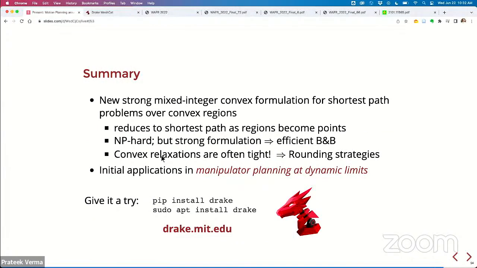Okay, so I wanted to tell you about one real thing here, which is this new strong mixed integer convex formulation for shortest path problems over convex regions. It reduces to shortest path as regions become points. That's, I think, a key thing. The problem class is still NP hard. We haven't changed that. But we have either efficient branch and bound, or we have convex relaxations that are often tight. In particular, they're tight enough that with a little bit of rounding, we almost always get the optimal solution. I showed you this initial application in the manipulator planning at the dynamic limits. Okay, and I hope you'll give it a shot.